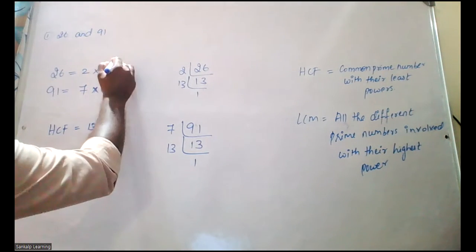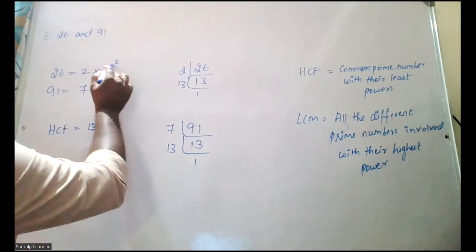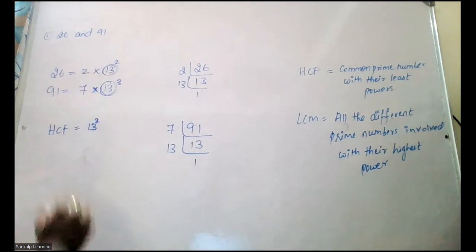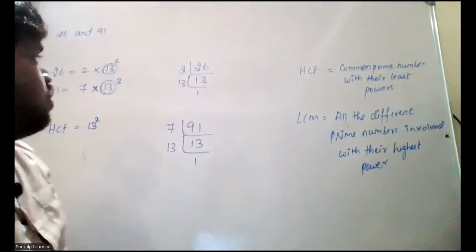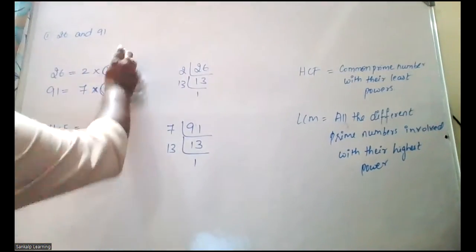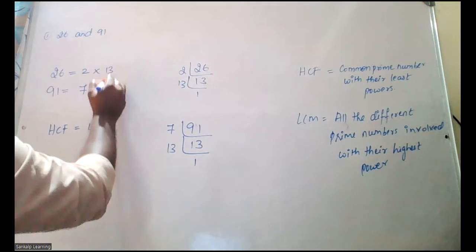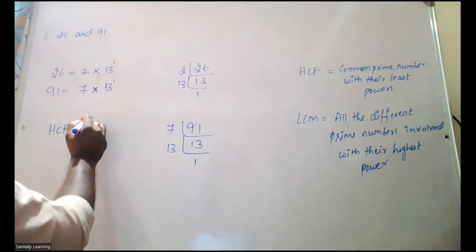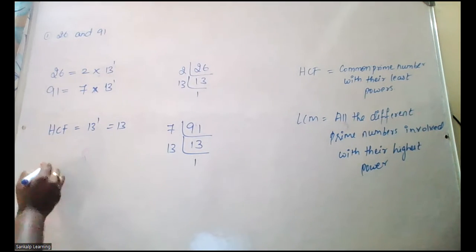Suppose you had here 13 power 2 and 13 power 3. Which is the common prime number? The common prime number is 13. What is the least power in it? 2. So the HCF will be 13 square. I hope it is clear. So here in this case, we had only 13 and 13. This is also 13 power 1, this is also 13 power 1. Therefore, the HCF will be 13 power 1 itself, that is 13 itself.